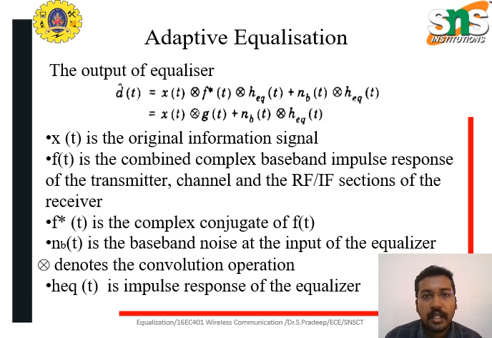Adaptive equalization derivation involves designing a filter whose coefficients adapt over time to counteract the effects of a changing communication channel, aiming to minimize intersymbol interference and noise. This is achieved by iteratively adjusting the filter coefficients based on the errors between the received signal and the desired output, often using algorithms like least mean squares or recursive least squares algorithms. The output of the equalizer is given in this equation.